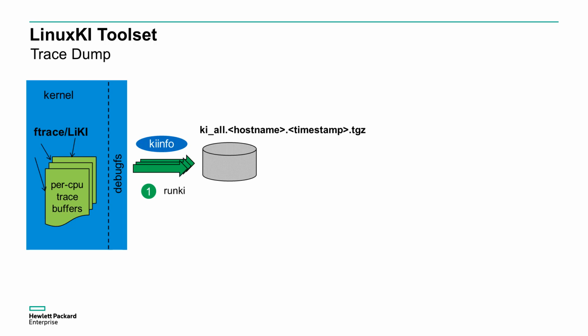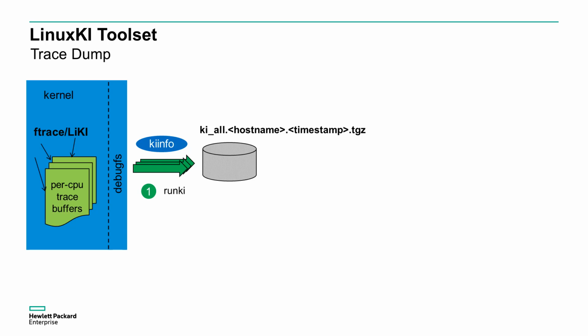The first step in collecting data is to log in as root and execute the LinuxKI script while the performance issue is occurring. The script will do all the work for you. It will insert the LinuxKI DLKM into the kernel, then use the KI info program to enable the trace points, initiate the tracing, and dump the raw trace buffers to disk. By default, the trace period will be 20 seconds.